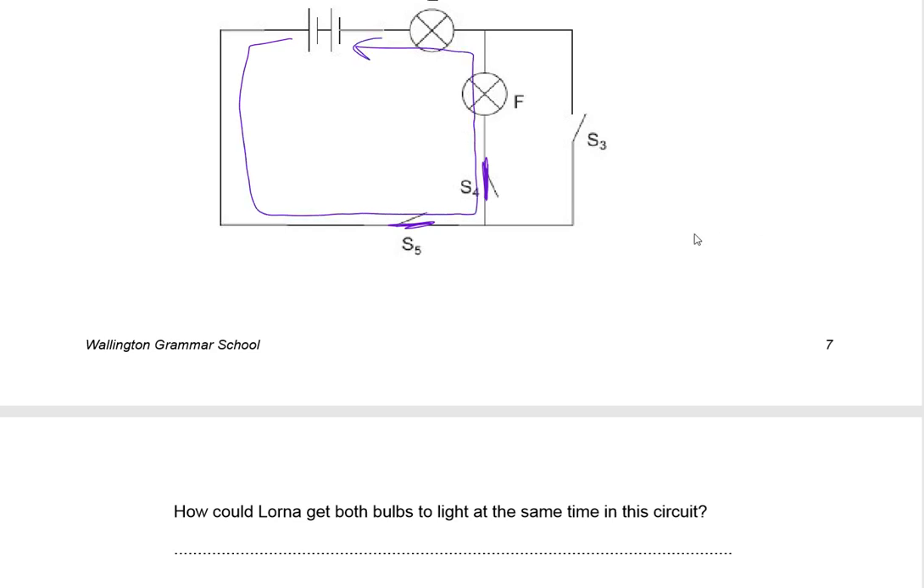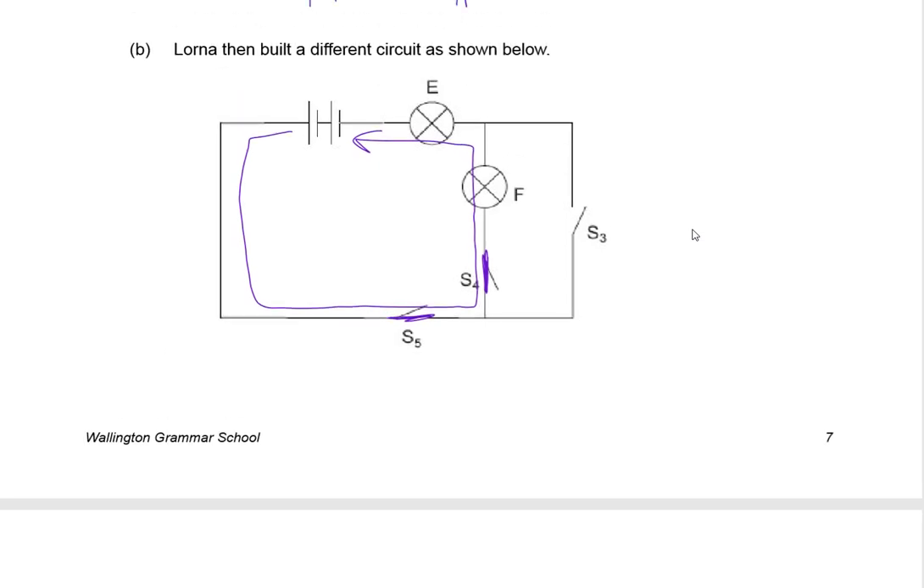Now remember, if we close this, what will happen is current will go through here. Now, current will follow the path with least resistance. This one has no bulb, so current will go through here and skip F. So we don't want this to happen.